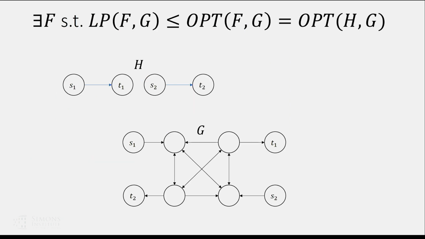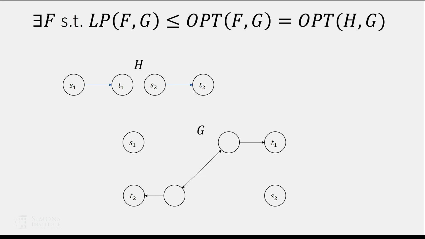Okay, suppose, look at this example. We have H and we have G, and suppose that we have some optimal solution. Okay, so delete this optimal solution from the graph. After deleting this optimal solution, we can see that all the cut requirements given by H are met.